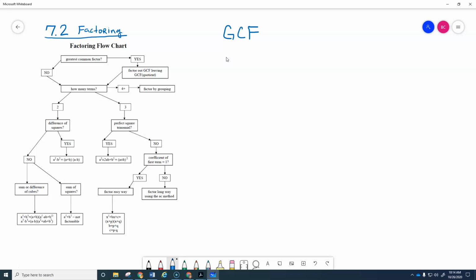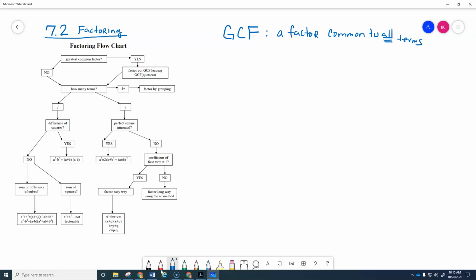Okay, a greatest common factor is going to be a common, well, let me rephrase that. It's going to be a factor. Now remember what a factor is. We did that in the last video. A factor common to all terms. Okay, what is a factor? A factor is a number that you multiply.